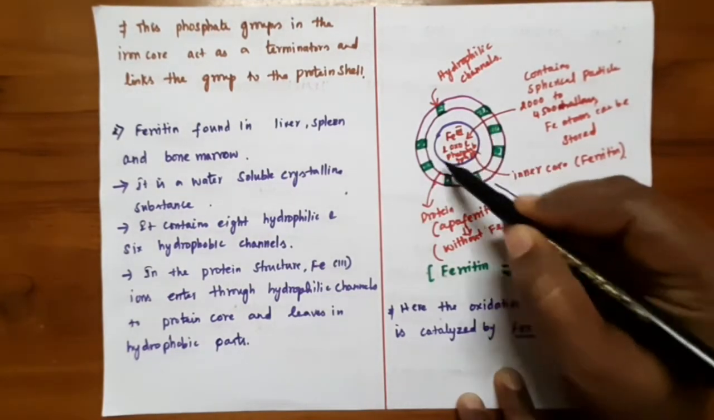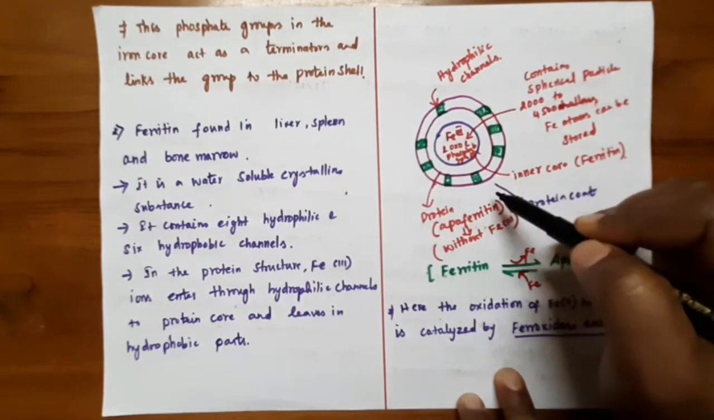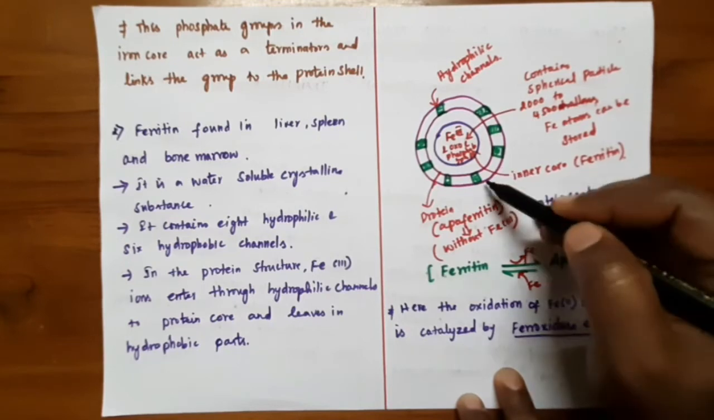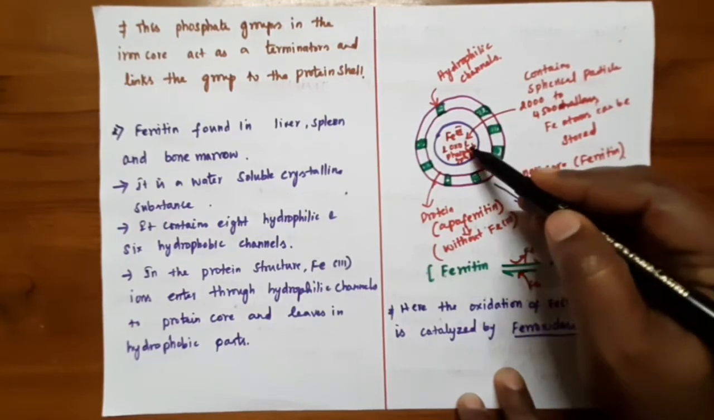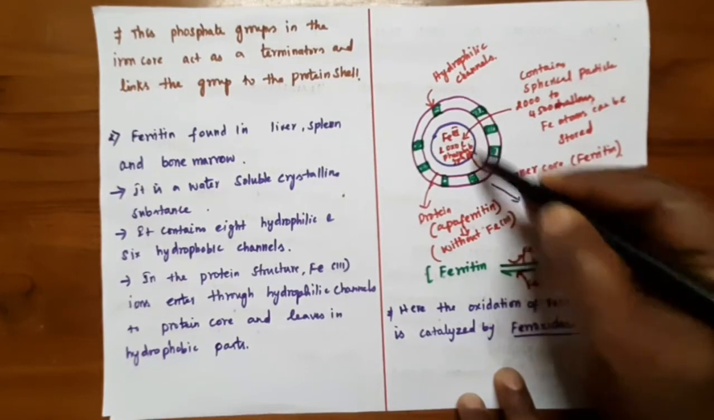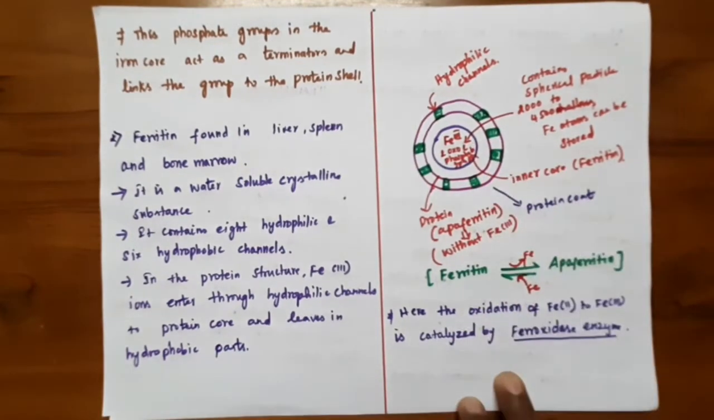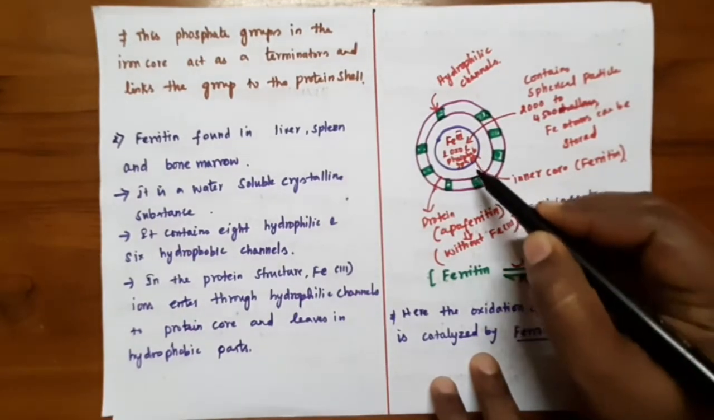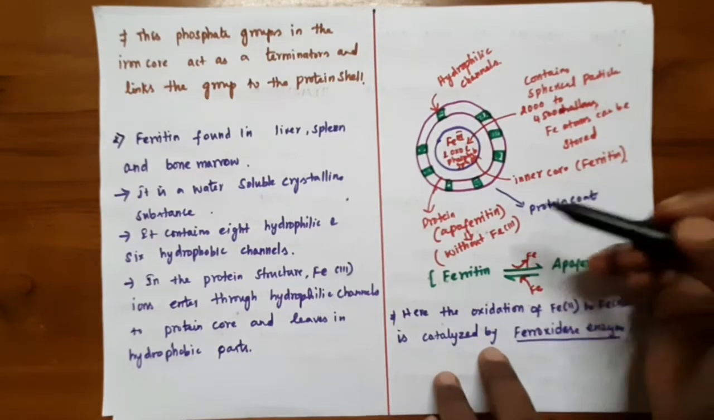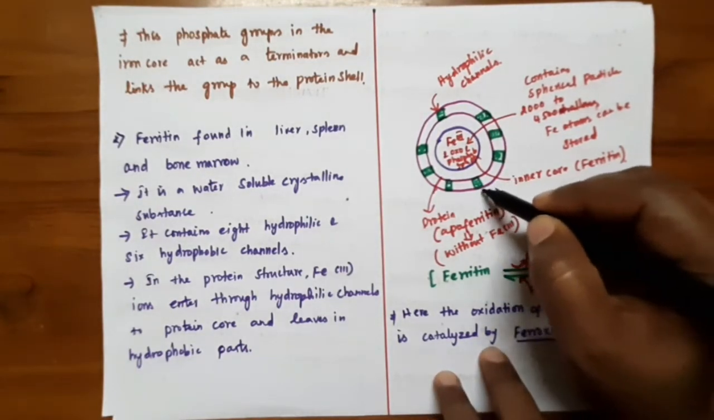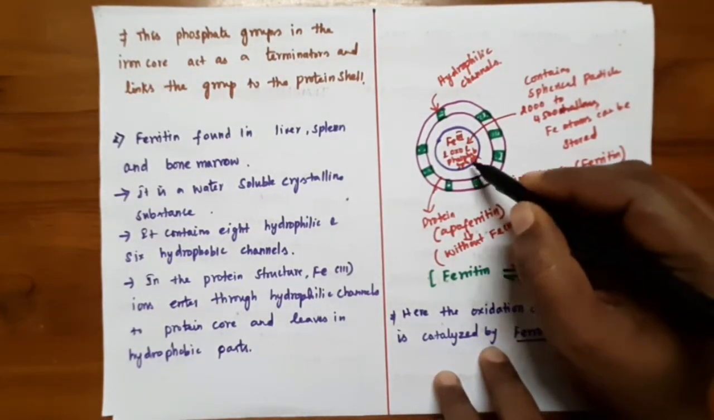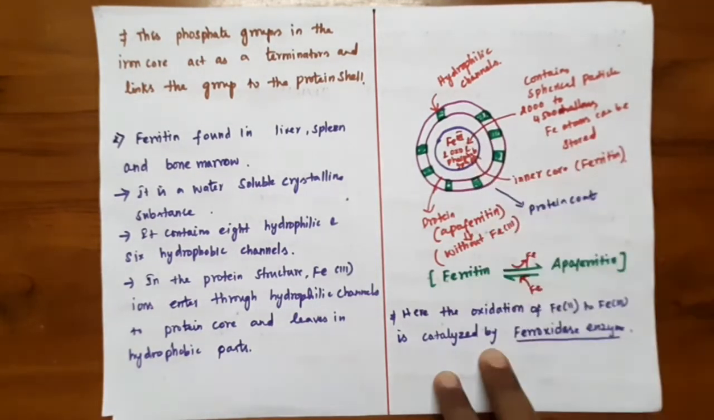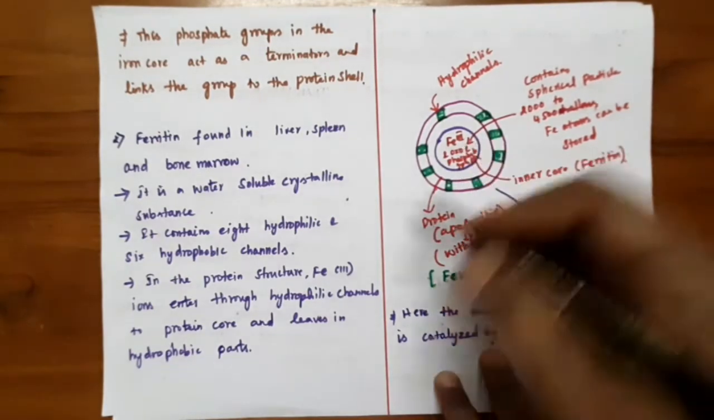So the inner core was covered by the outer part called apoprotein. This is called the protein coat. This apoprotein is different from ferritin, because ferritin contains Fe3, and apoferritin does not. When the Fe2 from the blood enters through the hydrophilic channels into the inner core of the ferritin, the Fe2 gets converted into Fe3 and stored in this ferritin.